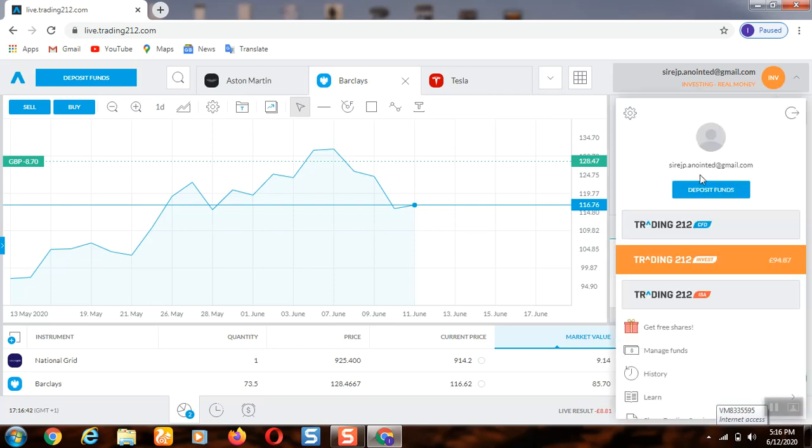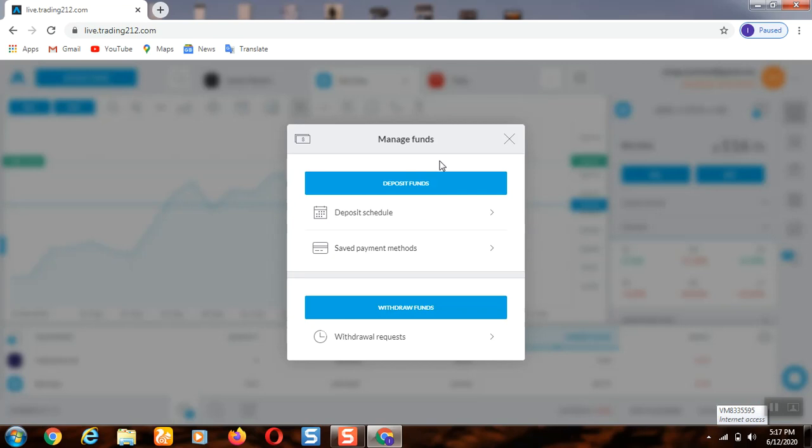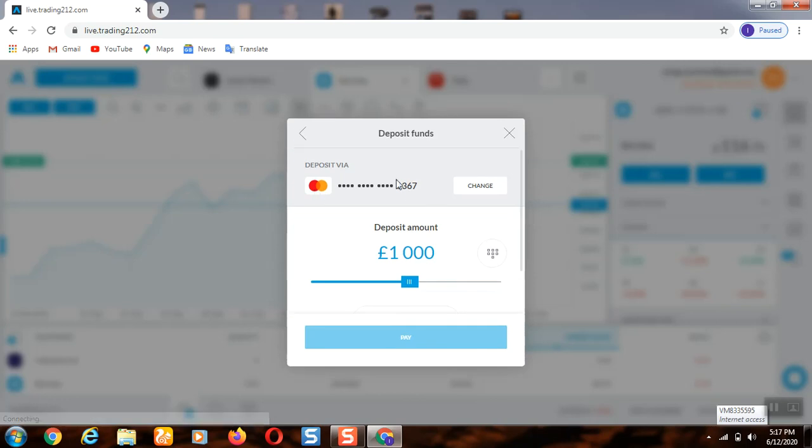Alright, here we go. So here we got where we have manage funds. We go to manage funds to pay. Okay, so this is where you deposit. When you want to deposit, if you're doing the first deposit, when you click here, they'll ask you to put in your details, your card details for the first deposit.